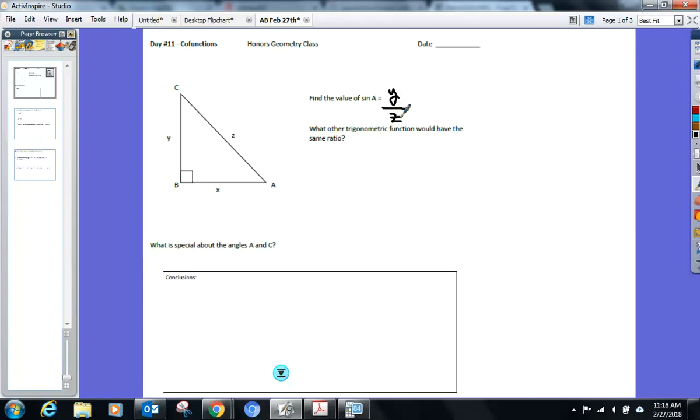Challenge for you by yourself or with members of your group. Find me another function, sine, cosine, tangent, that also has a ratio of y over z. Okay, and the angle that goes with it. So that's your goal right now. Find me something else that has a ratio of y over z.